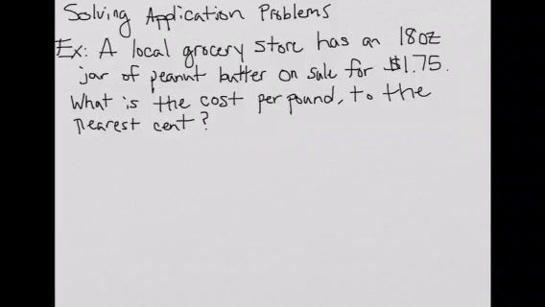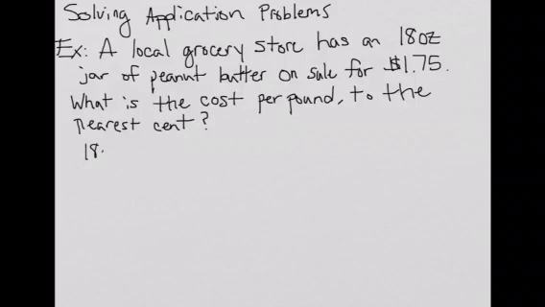Well, if you notice, we're looking for the cost per pound. We know how much it costs for an 18-ounce jar. Well, we want to know how much it costs per pound of peanut butter. So the first thing we've got to do is get our amount of peanut butter, the 18 ounces, in terms of pounds. So the first thing we're going to do is convert that.